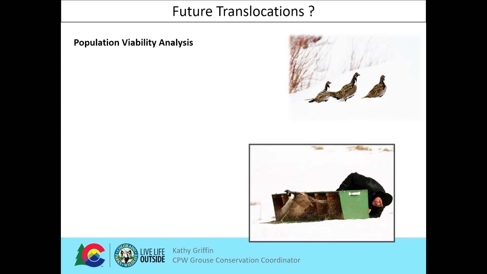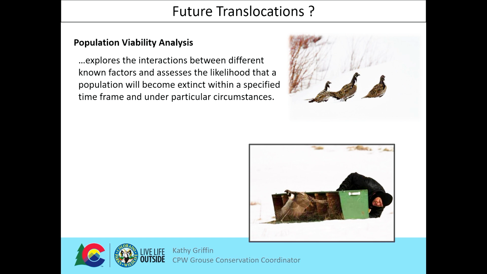So what is a population viability analysis? Well, it explores the interactions between different known factors, and that's where Tony's work comes in with all the very specific survival rates. Those are very important parameters that would be fed into these models. And when you put all these parameters into the model, it helps assess the likelihood that a population will go extinct, or in our case, the flip side, we want it to survive, the probability that a population will survive over some specific time period, and under particular circumstances.